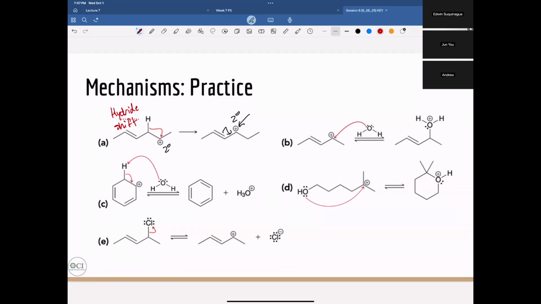Yeah. You're correct. This would be a nucleophilic attack. I'll just abbreviate it Na. Because in this case, the nucleophile would be this water molecule. And we have an electrophilic carbon right here. And we're using the nucleophile to attack the electrophile. So that's literally the definition of a nucleophilic attack. So B would be a nucleophilic attack. What about C? Any guesses for C?